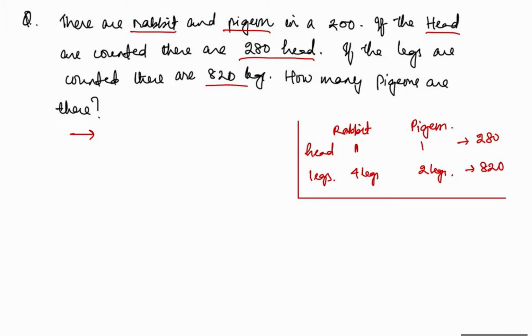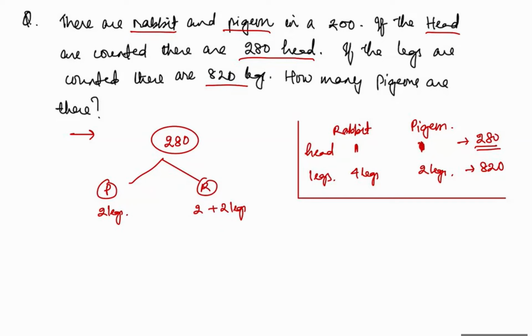Total heads is 280. Suppose all are pigeons, then count the legs. Pigeon has 2 legs, rabbit has 4 legs. 2 plus 2 legs.